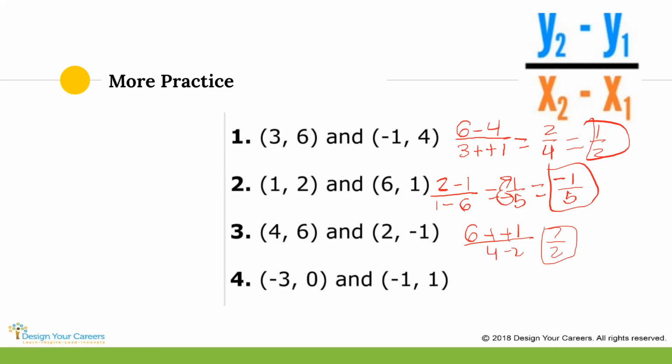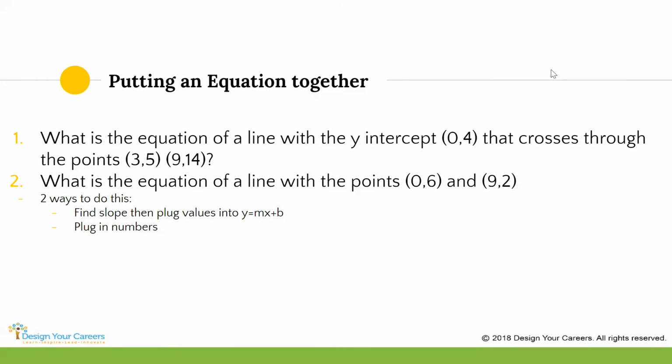7 halves is our answer for that one. All right. And then for that last and final one on this page, we are going to do 0 minus 1 divided by negative 3 minus negative 1, which is equal to negative 1 over negative 2, which is equal to 1/2, because we know a negative divided by negative is a positive.